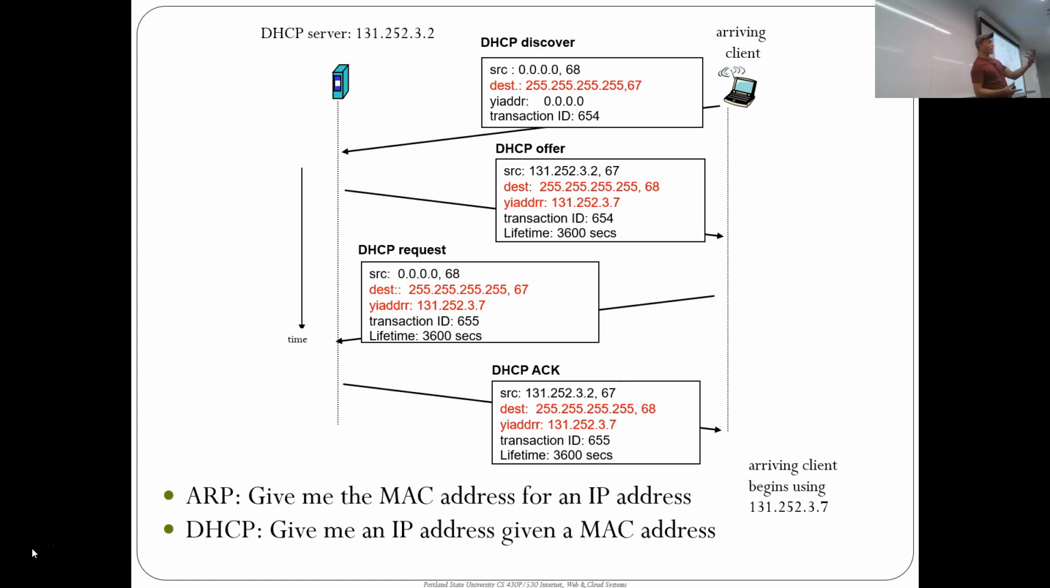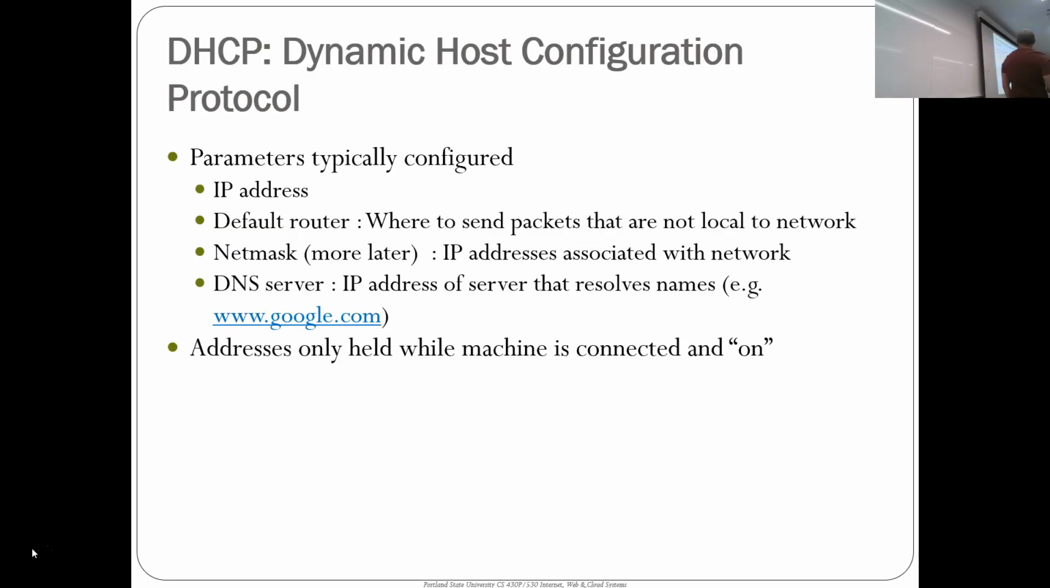Okay, so this is actually the opposite of ARP. ARP is saying, hey, I have an IP address. What is its hardware address? DHCP is like, here's my hardware address. Give me an IP address, is effectively what's going on. So these two operations are happening on the link layer. Okay. So you get your IP address.